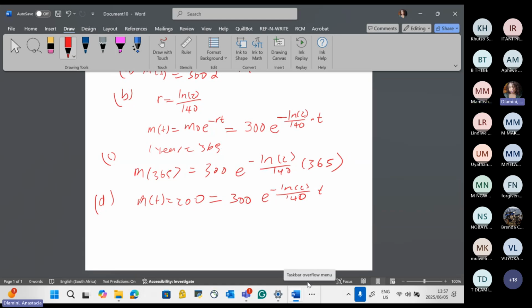Divide both sides by 300. So this becomes 200 divided by 300, which is going to be 2 over 3, since the zeros cancel. Do you see now that people know how to do this? This one is minus different.